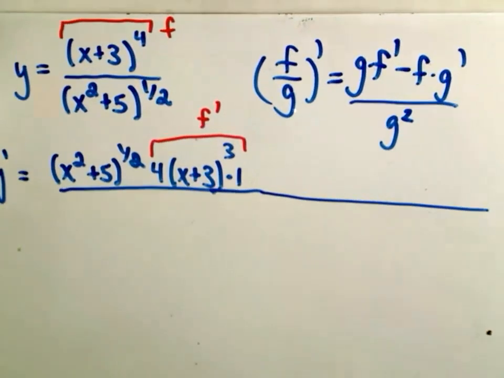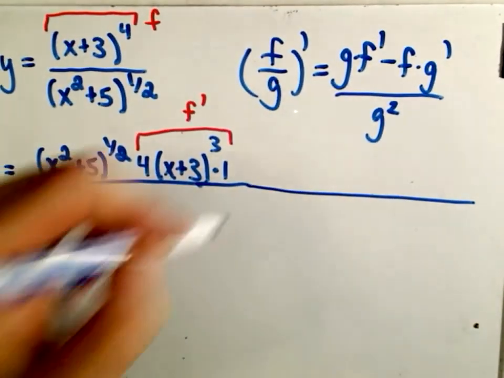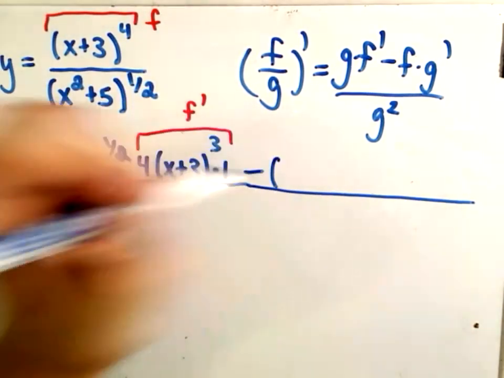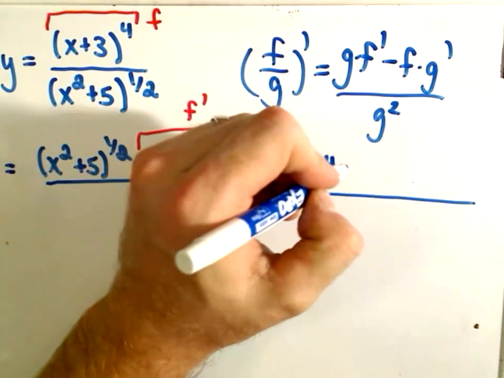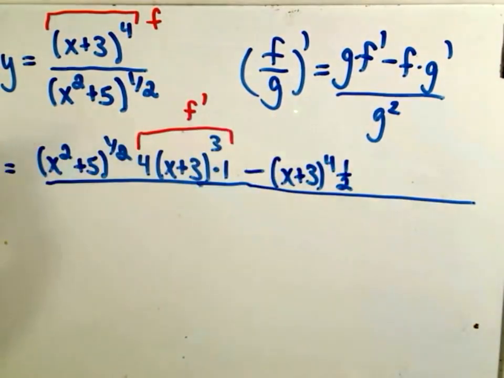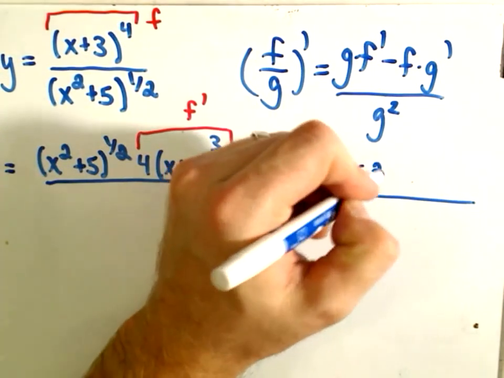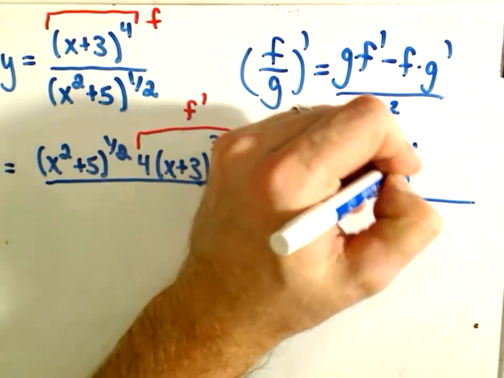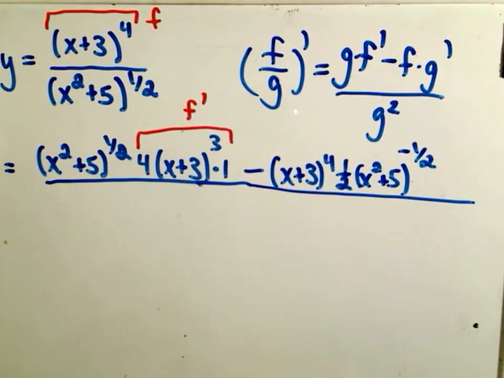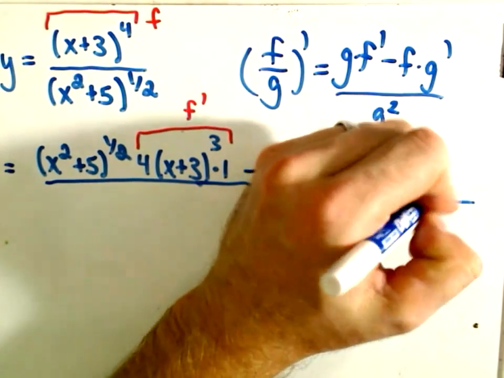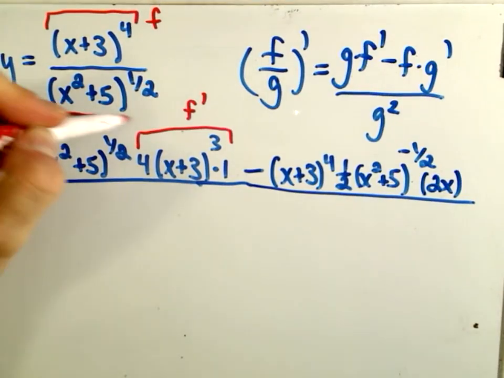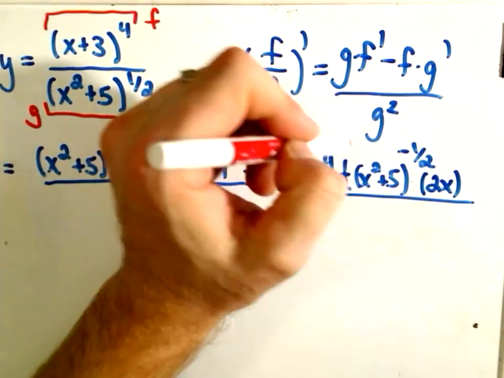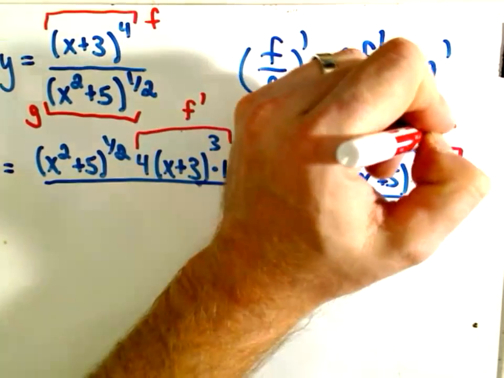Then it says we have minus the top thing, which is x plus 3 to the fourth, times the derivative of the bottom. So the 1/2 will come out front. We'll get x squared plus 5, take 1 away, that'll give us to the negative 1/2, and the derivative of the inside will be 2x. Okay, so I think I was able to cram it all in there. So there is my function g, and there is g prime.